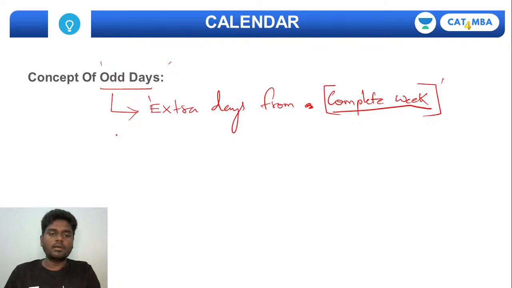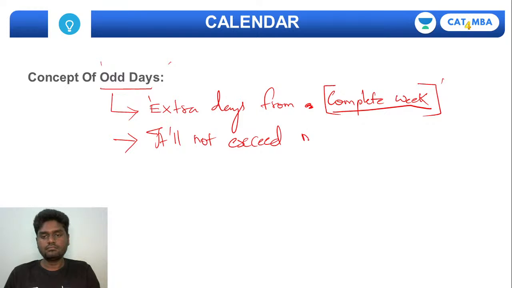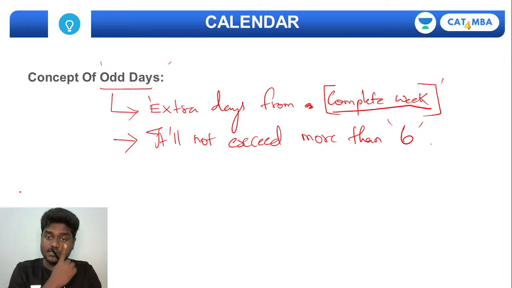And one more important point: odd days will not exceed more than 6. Very important. The second important point which you really need to remember about odd days is it will not exceed more than 6 ultimately. So if that is the case, listen very carefully, guys.